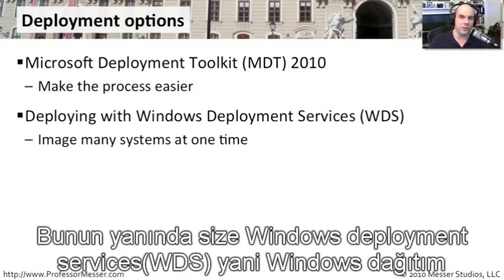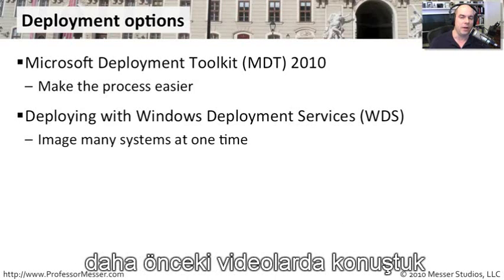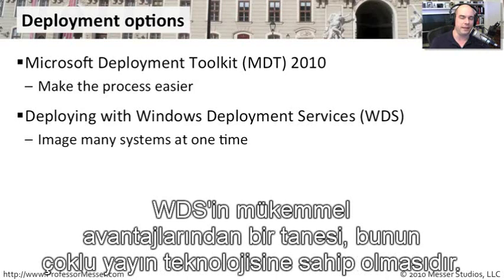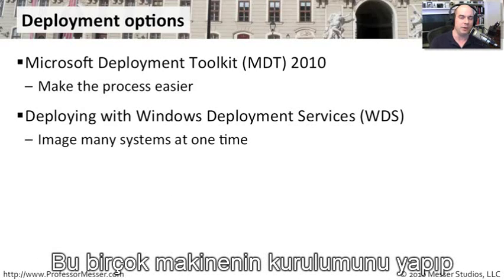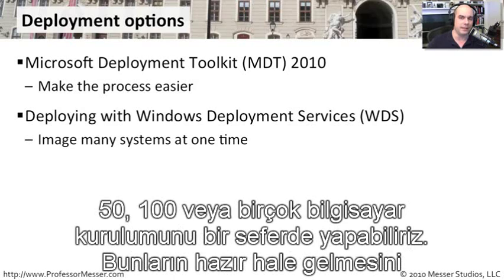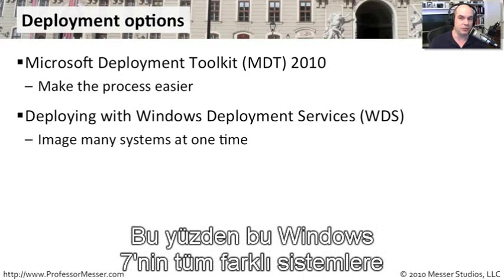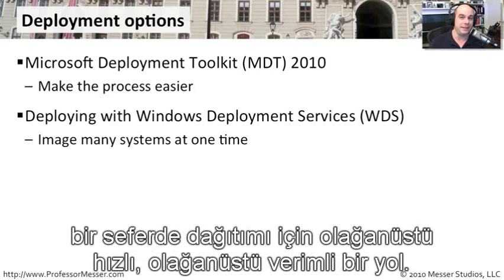We are also going to show you how to deploy this with Windows Deployment Services, or WDS. We talked about WDS in an earlier video. One of the great advantages of WDS is that it uses something called multicast technologies, which means we can set up a number of machines and they can all be deployed at one time. We can set up 50, 100, a lot of different computers at once, get them ready to go. You hit one button and now all of those computers can all get the image simultaneously. So it is an extremely fast and extremely efficient way to deploy Windows 7 to many different systems all at one time.